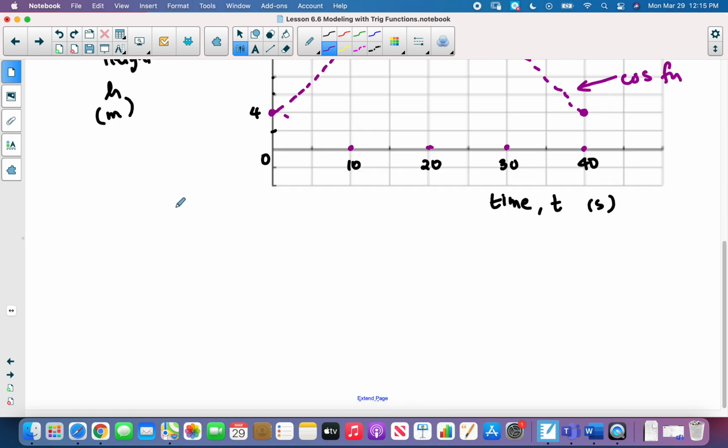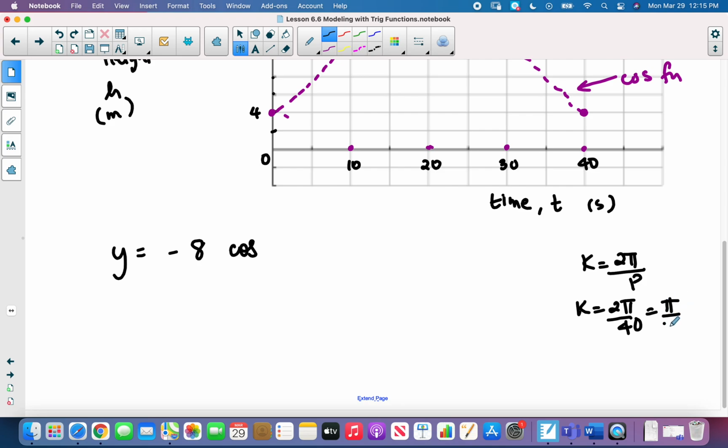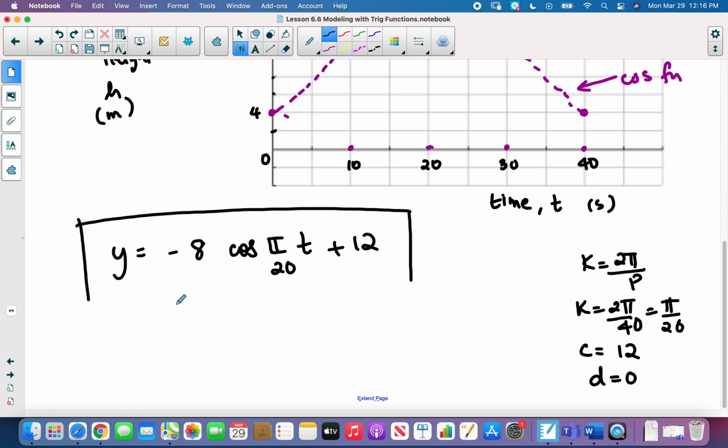So it's going to be y equals negative, our a value is 8, so negative 8 cosine. Our k value is 2 pi divided by the period, which is 2 pi divided by 40, which is pi over 20. So cosine, and then our c value is 12, and our d value is 0. So pi over 20 t plus 12. That will be the equation for this sinusoidal function.